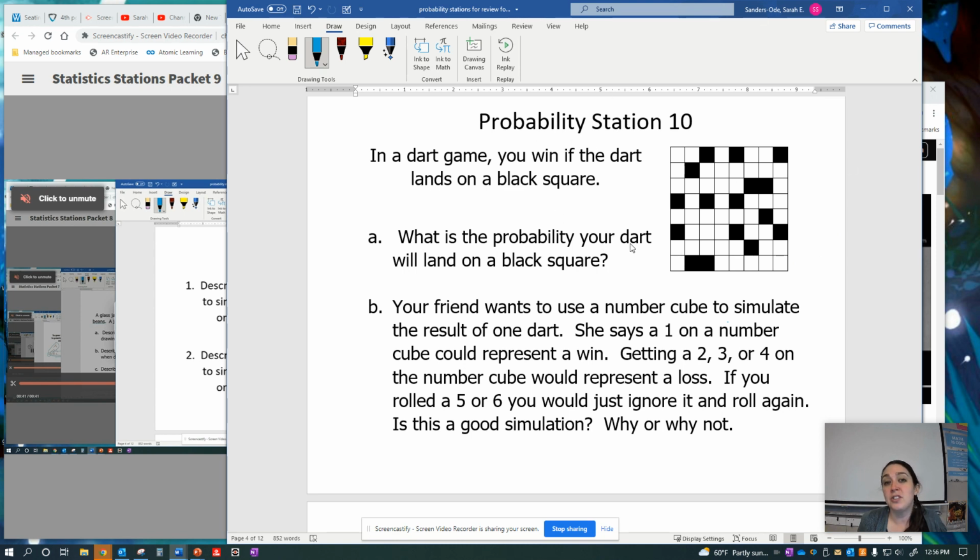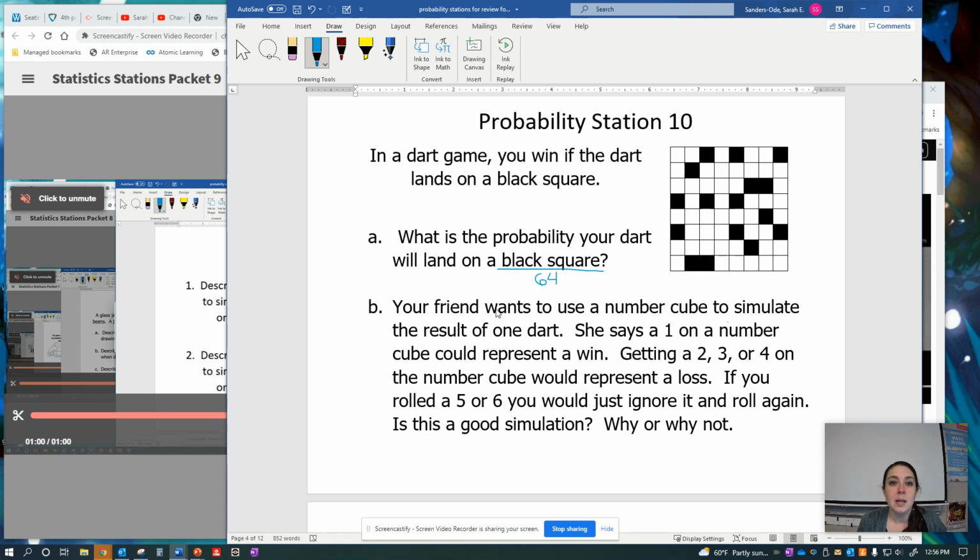What's the probability that your dart will land on a black square? Pretend you have no aim and you know it's going to land on that square somewhere, but you just don't know where. So how many black squares are there? Count them. Okay, pretty easy. That's all you have to do, is count the black squares. So black squares divided by 64. So the number of black squares divided by 64.